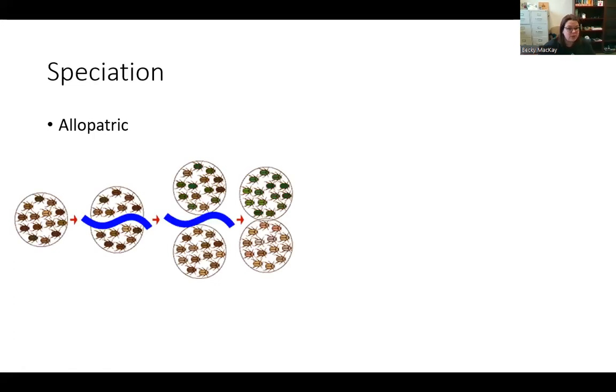Now, the act of creating new species is called speciation. And again, this is a very slow process and there's not a clear cutoff. Now, speciation can happen two ways usually. You have allopatric speciation, and all that means is that there is a barrier.